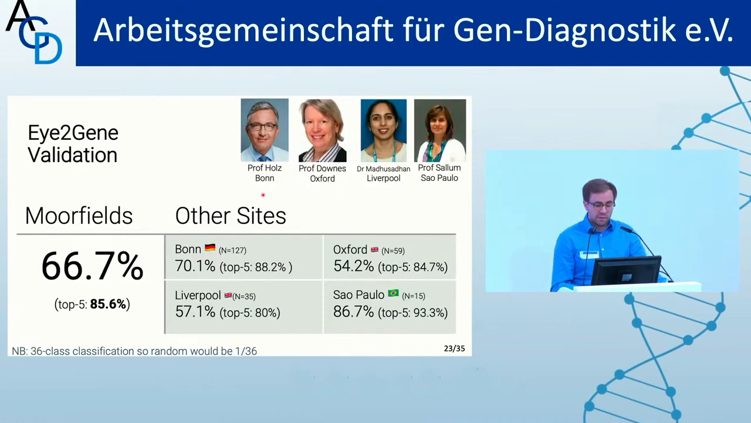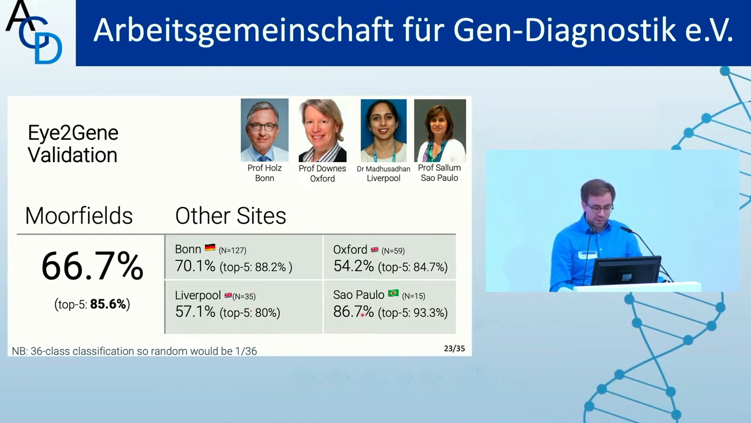Internal validation is good, but the real gold standard is external validation. Thanks to Frank Holz and his team, we've managed to externally validate it on the Bonn dataset. Also, as part of our collaboration on Eye2Gene, Oxford and Liverpool have shared their data with us, and we've been able to validate it as well. We see that we'd expect a drop in performance, but it's still pretty decent, especially in terms of the top 5 prediction.